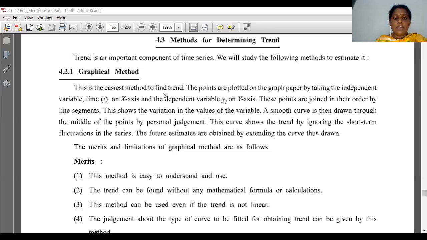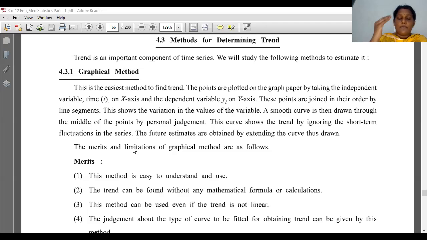So this is the easiest method to find the trend. The points are plotted on the graph paper by taking the independent variable, time t, on the x-axis, and the dependent variable yt on the y-axis. These points are joined in their order by line segments. This shows the variation in the value of the variable. A smooth curve is then drawn through the middle of the points by personal judgment. This curve shows the trend by ignoring the short-term fluctuations in the series. Further estimates are obtained by extending the curve thus drawn.